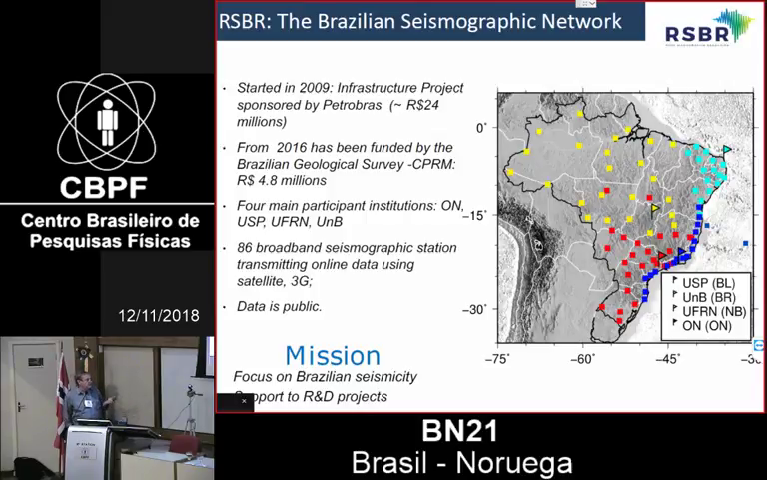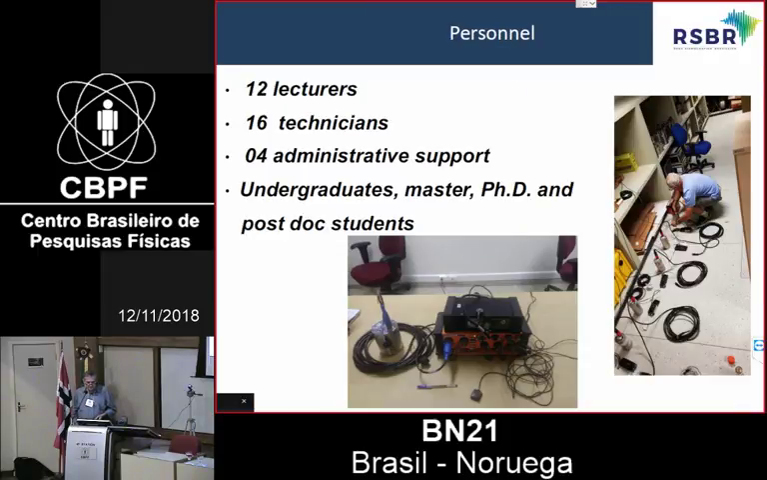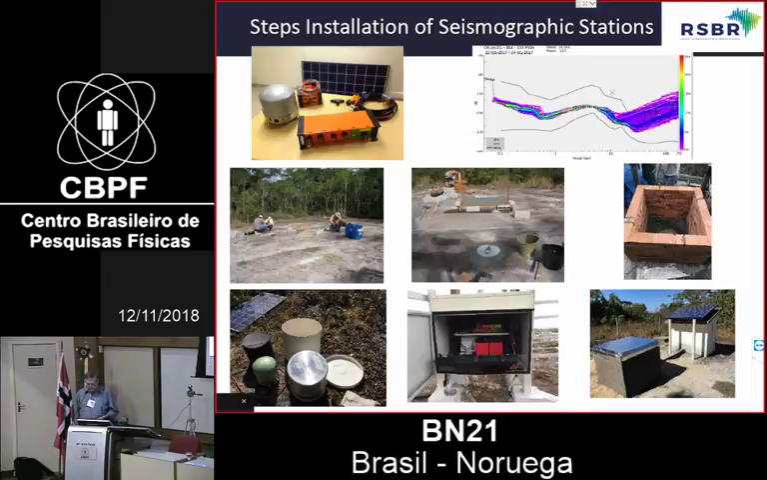The focus is on the Brazilian seismicity and to give support to R&D projects. These are the institutions involved: the Observatorio Nacional, the UFRN at the top, UNB, and USP, the guys involved in coordinating it, the node. You have about 12 lecturers involved in this project, 16 technicians, 4 admin support, and a lot of students, undergrad, masters, PhD, and postdoc students right now.